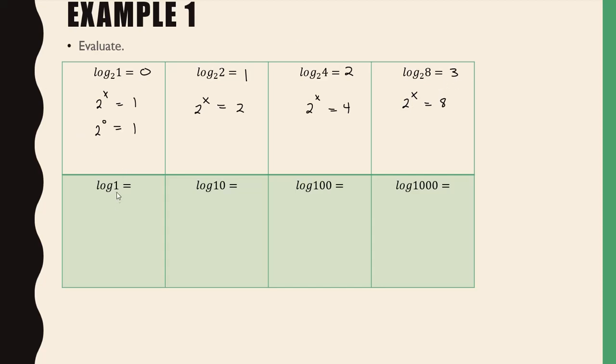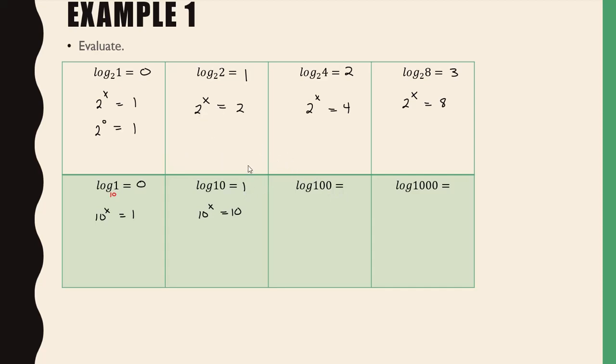All right, let's look at the common logarithm then. So you can see there's no base here. It's just log 1. Well, that means we have a base of 10. So we have 10 to the power of something equals 1. Well, again, 10 to the power of 0 is equal to 1. Okay, here we have 10 to the power of something equals 10. Well, 10 to the power of 1 equals 10.